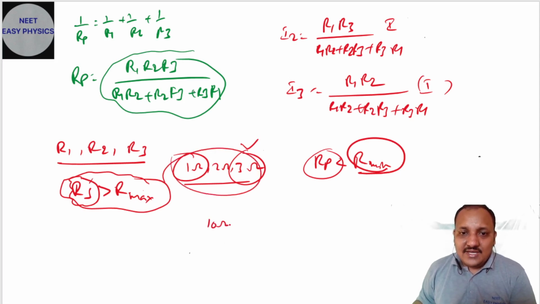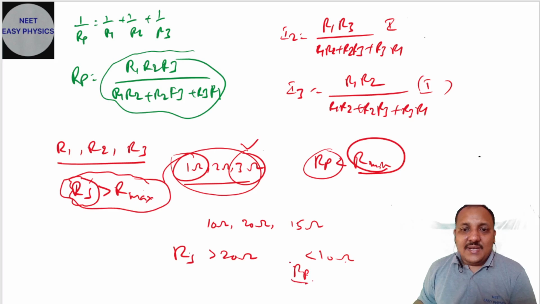Let us assume 10 ohm, 20 ohm, 15 ohm. If the effective resistance is greater than 20 ohm, then the combination is series. If the effective resistance is less than 10 ohm, then the combination is parallel. This is different for capacitors. Please remember capacitors in series and capacitors in parallel, you get differently because the formula is different. Don't get confused with that.